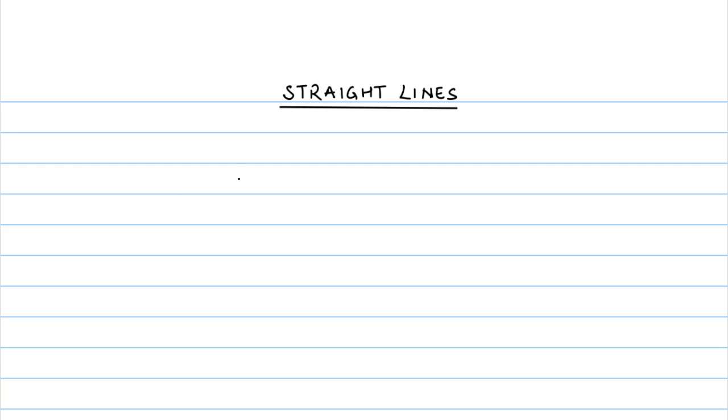We start the new chapter, straight lines. Now, for example, we can very well imagine what a straight line is. A straight line is something of this sort. This is a straight line. These are straight lines.